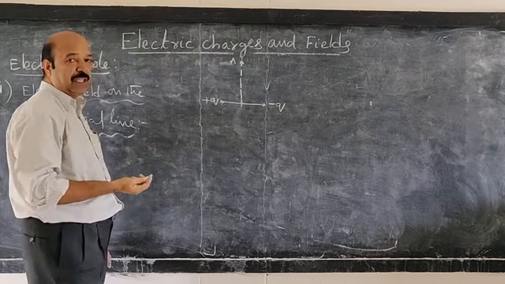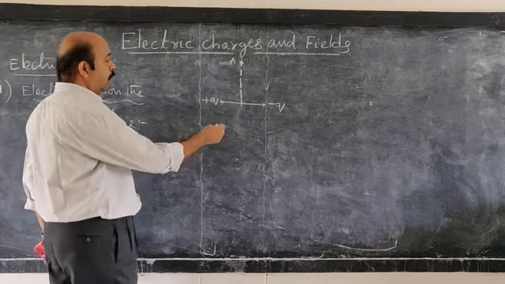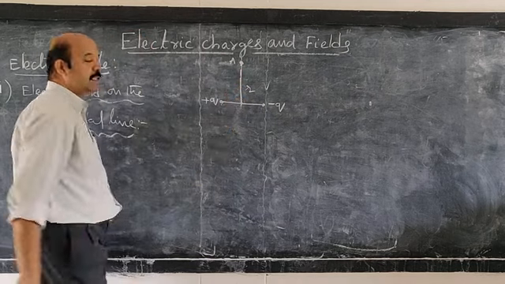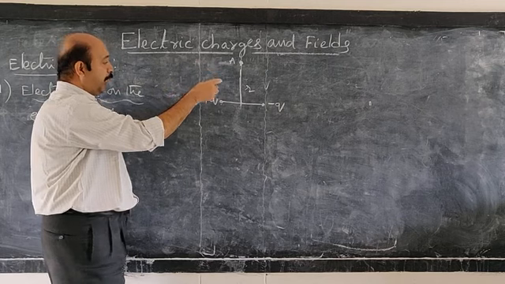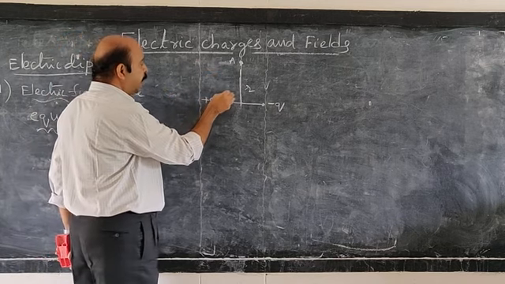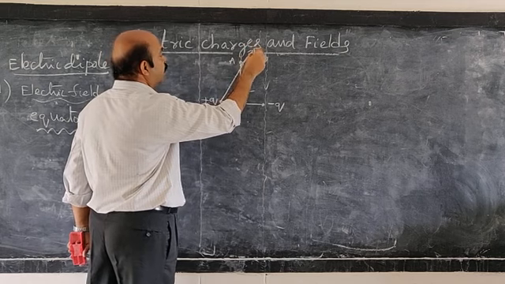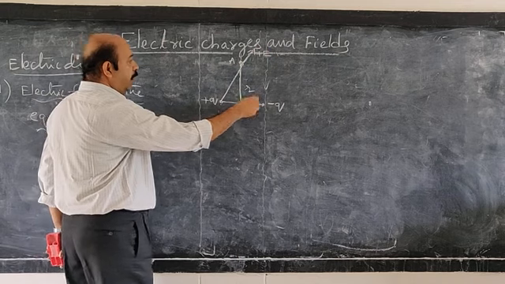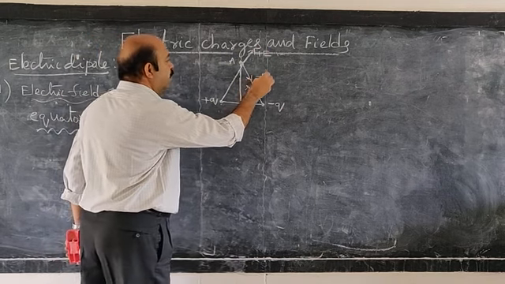Now to know the field strength, we keep a unit test charge there. Suppose this is the distance of the point from the center of the dipole. If you keep a unit positive charge there, this charge will be repelled. Therefore the field due to this plus charge will be acting like this, and the field due to this minus q will be acting like this.